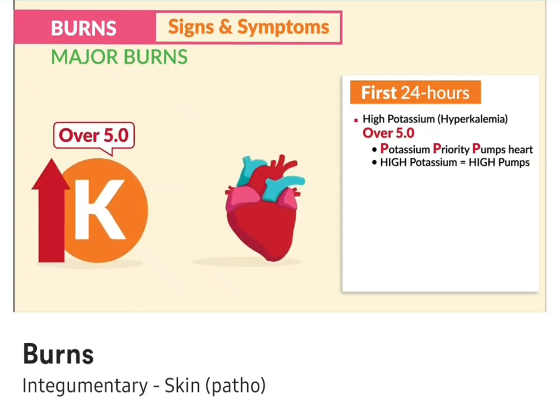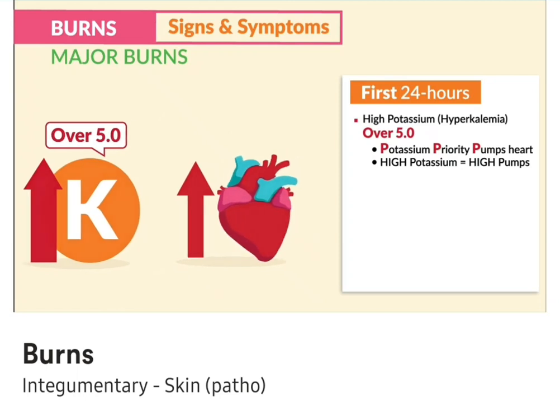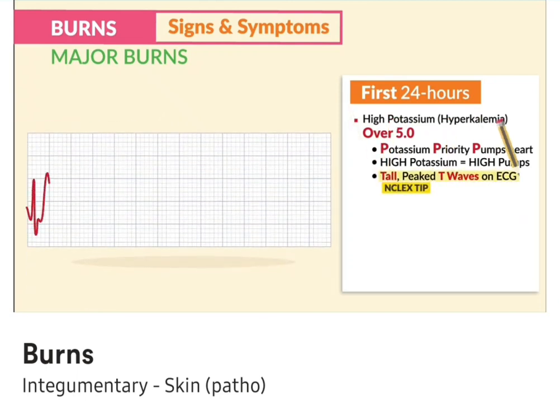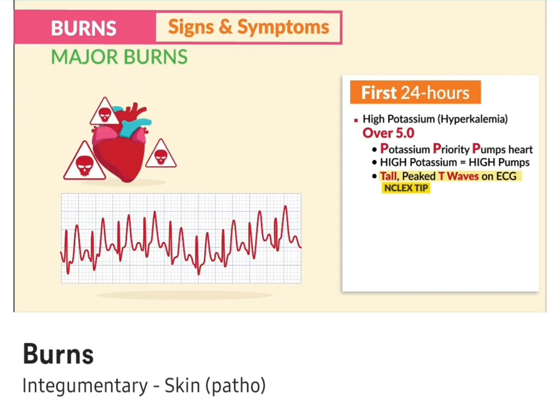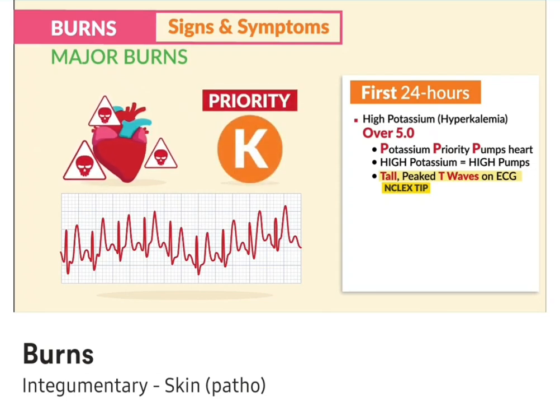So with high potassium, we have high pumps of the heart, leading to key terms, tall peaked T waves on the ECG monitor, huge NCLEX tip, and a big priority, because this could lead to deadly cardiac dysrhythmias, making potassium always the number one priority.